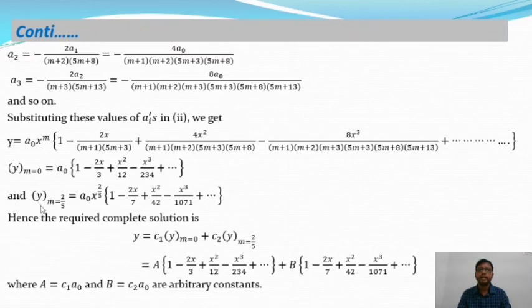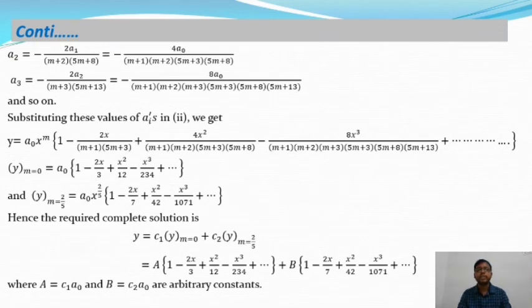Okay. And at m is equal to 2 by 5, it will give a0 into x to the power 2 by 5 into 1 minus 2x by 7 plus x squared by 42 minus x cubed by 1071 and up to infinity. Okay. So for the different values of m, we get two different series solutions. That means a0 into this and a0 into this.